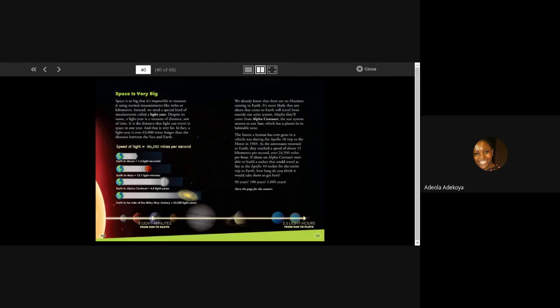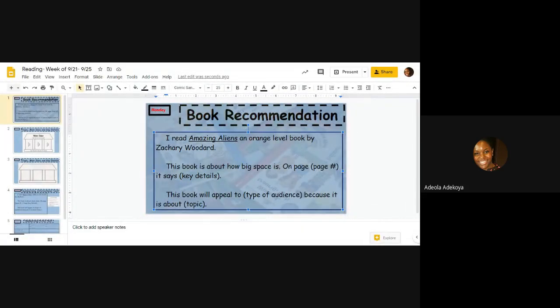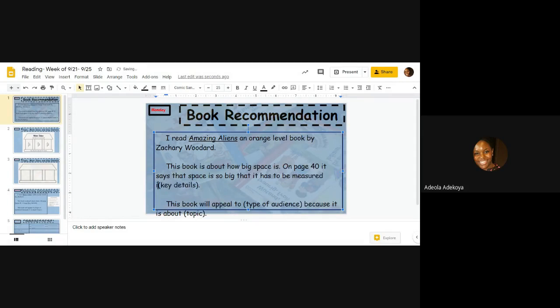So I'm coming back here and I'm going to say on page 40, it says that space is so big that it has to be measured in light years. Okay. And let me erase this up some.